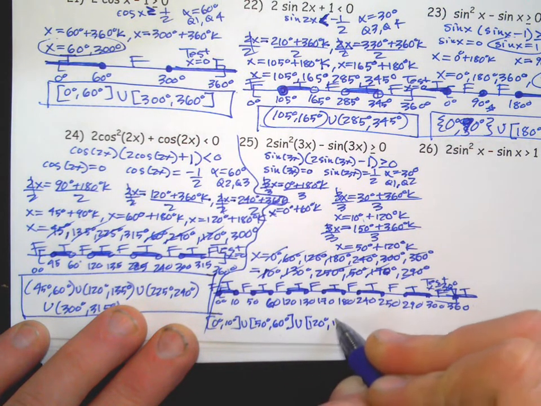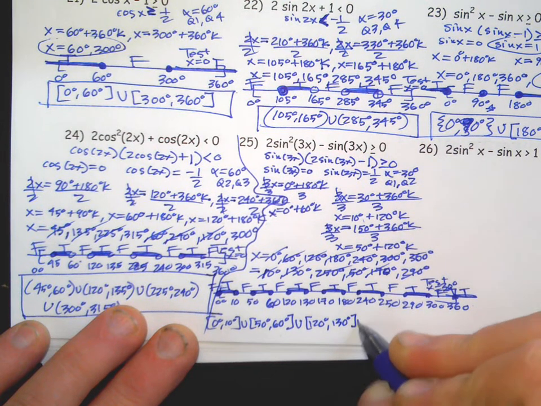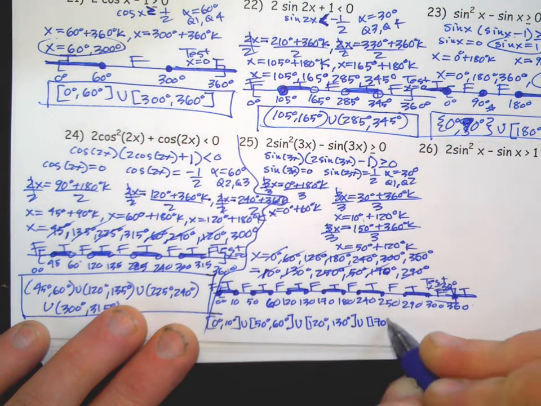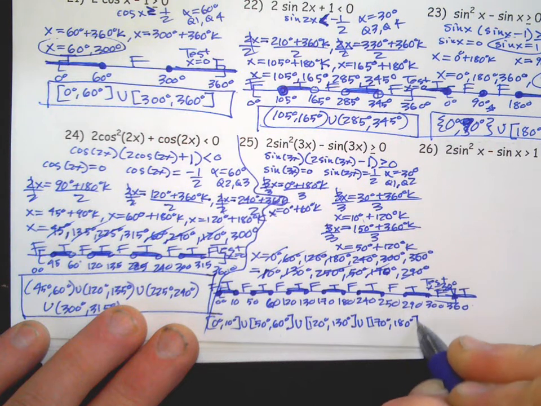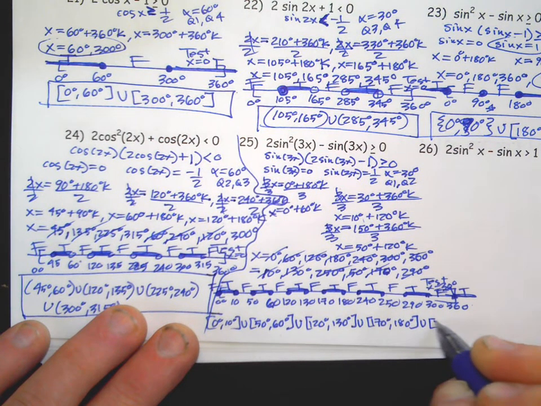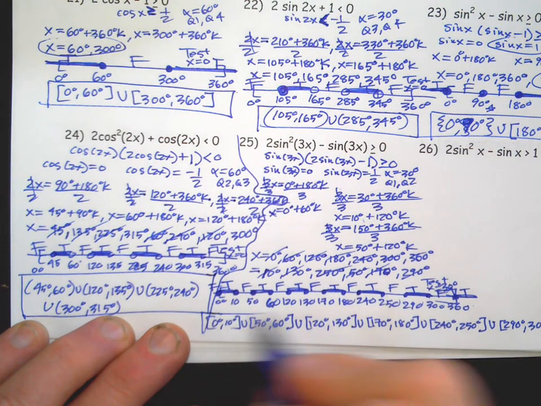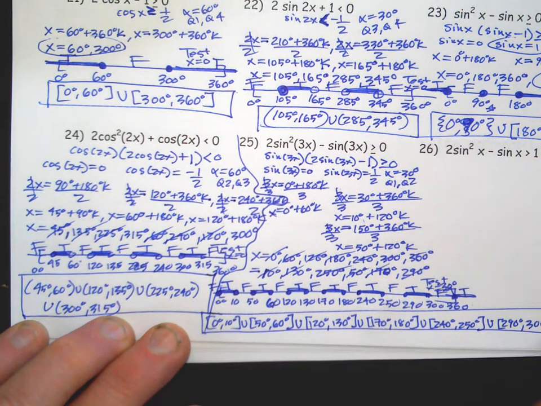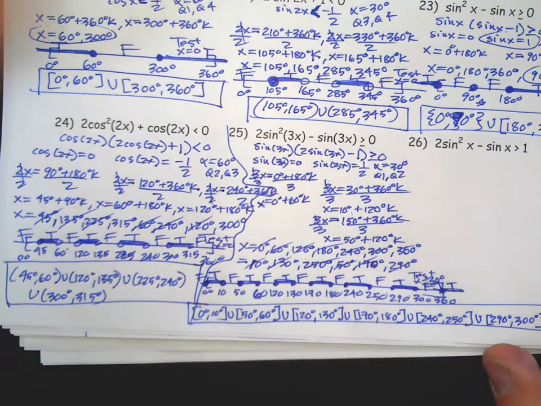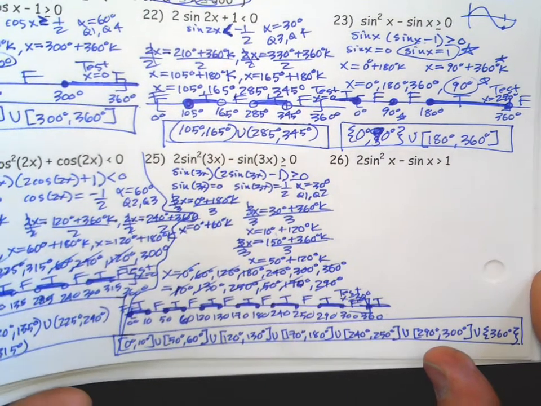I mean, this was a mean problem. Sorry. 170 to 180. 240 to 250. 290 to 300. And guess what? Watch out. Sneaky little 360, all on its own, because it's part of an interval, but it's at the edge of where we're cutting off our answers. So it's just in curly braces.